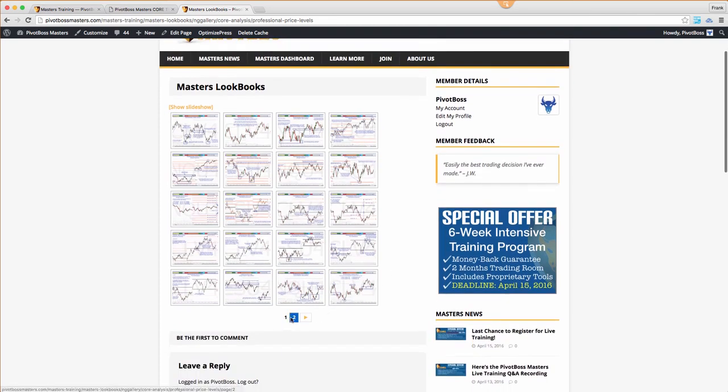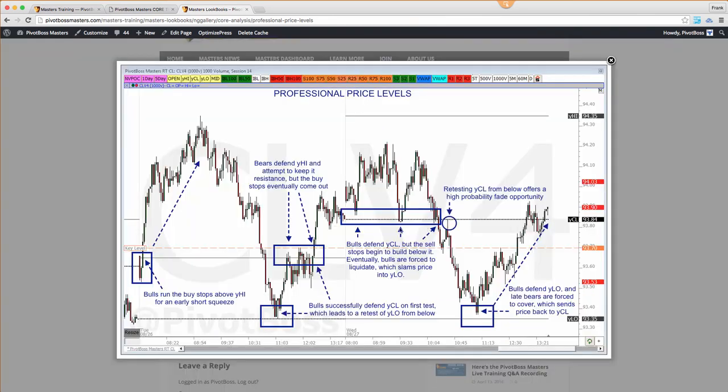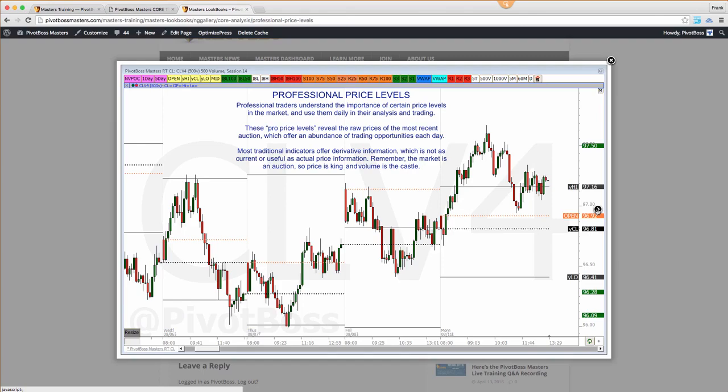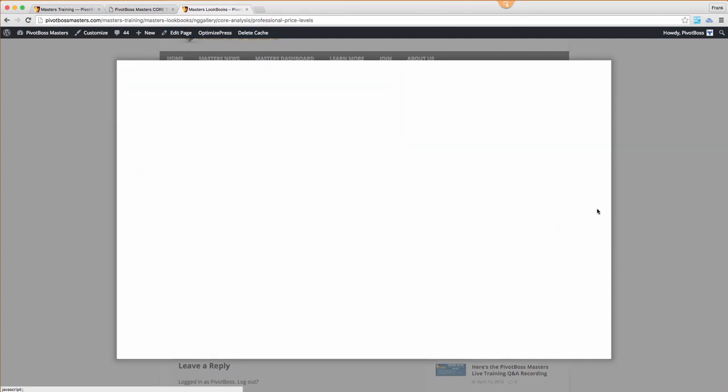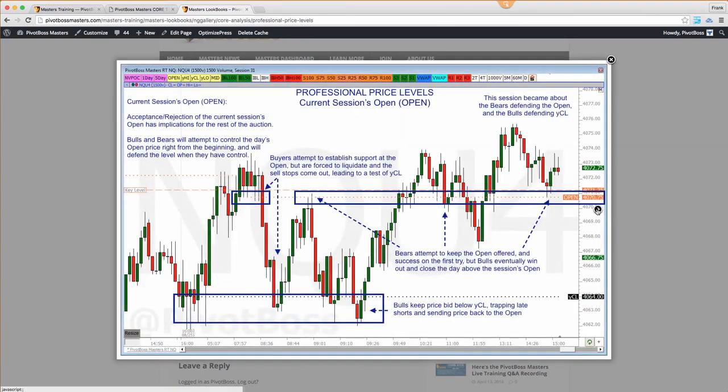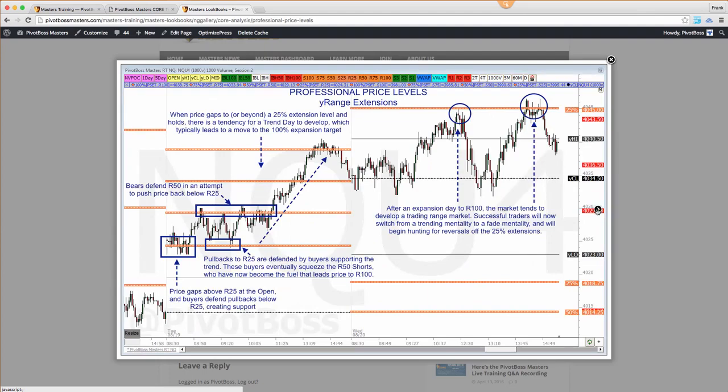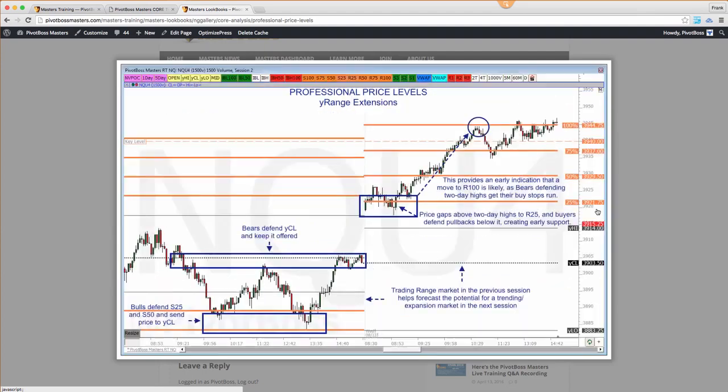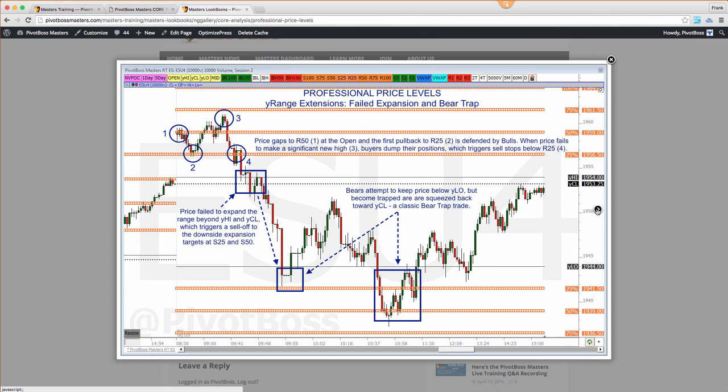There's 28 charts, two pages' worth, where you're going to get some fantastic charts that are just going to explain all of the various levels that are in play on a given day and what bulls and bears are looking to do at those various levels. So you can flip all the way through these levels and really get a great idea of the types of games that the buyers and sellers play at these various levels. So a lot of great content here.